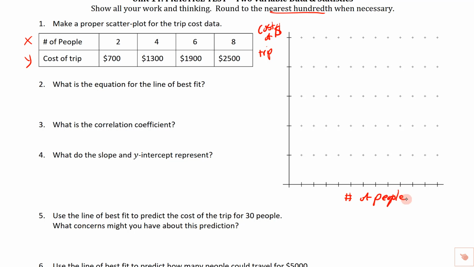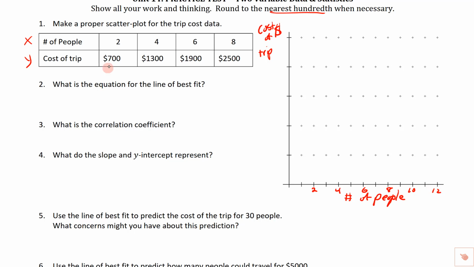So we've got this labeled, but now we need to figure out how we're going to scale this. So we need to fit on the x-axis from at least 2 up to 8. So maybe we'll just count by 1 and label every 2. So this would be 2, and this would be 4, and this would be 6, 8, 10, and 12. We don't have any data that goes up that far.